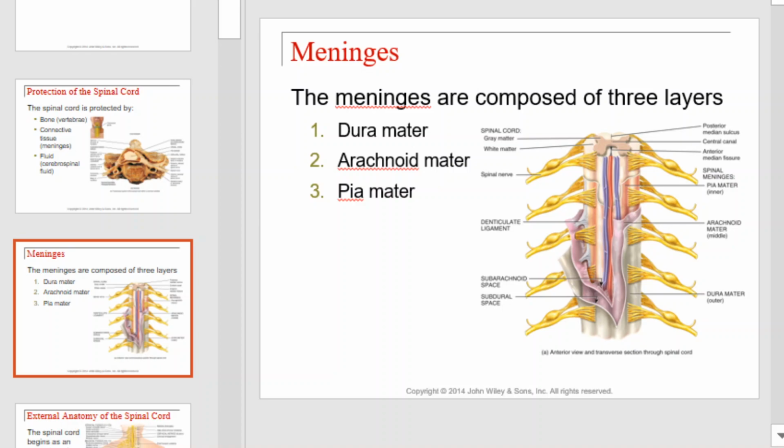The meninges. The meninges are composed of three layers, the dura, arachnoid, and pia mater. Take a moment to examine the picture at the right to identify those three structures.